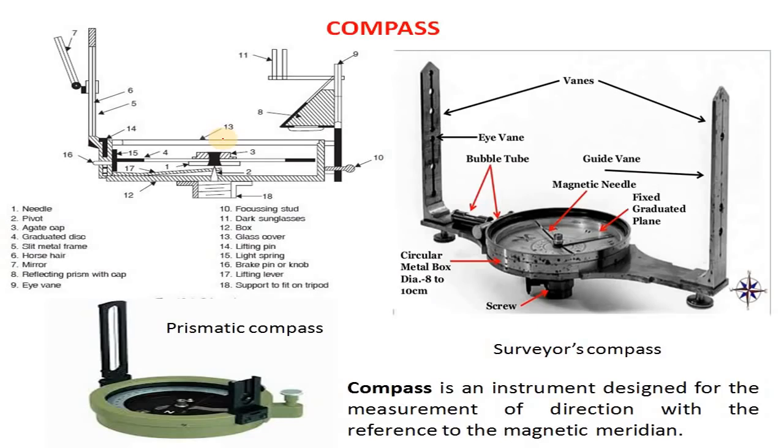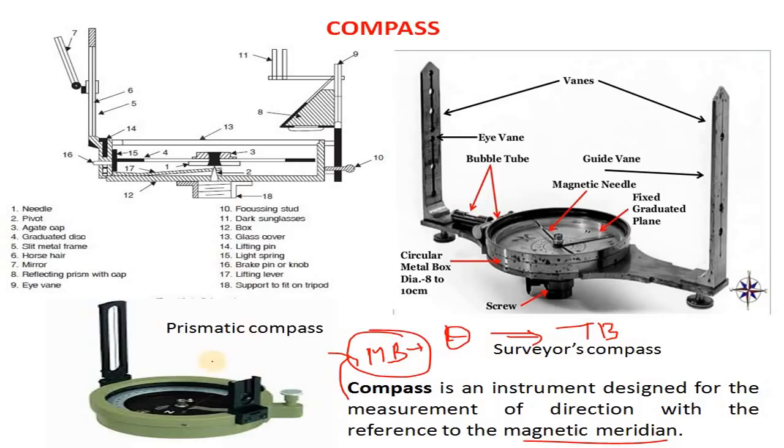Now come to the compass. Compass is an instrument designed for the measurement of direction with reference to the magnetic meridian. If you measure the angle with respect to the magnetic meridian, that angle will be the magnetic bearing. So remember, the compass measures magnetic bearing. Declination is measured by another instrument, then we find the true bearing using the concept of declination as discussed earlier. The compass measures magnetic bearing, remember this.